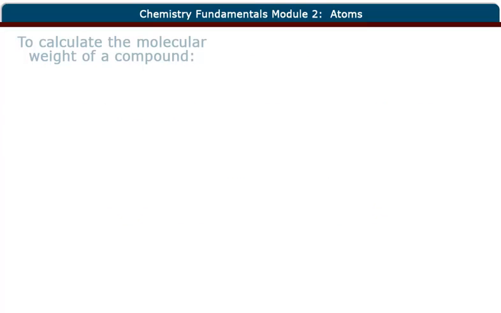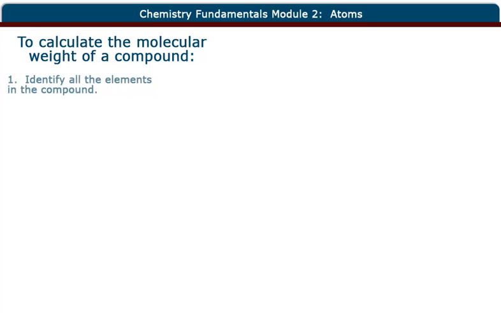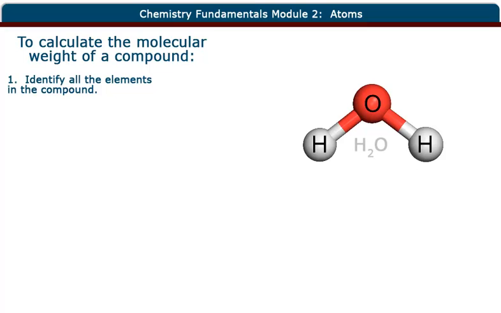Here are the steps to calculate the molecular weight of a compound. First, identify all the elements in the compound. Here's a molecule of water. The chemical formula is H2O. It consists of two elements, hydrogen and oxygen.